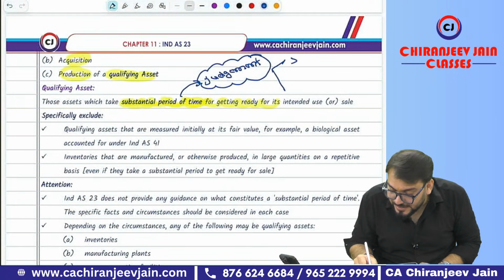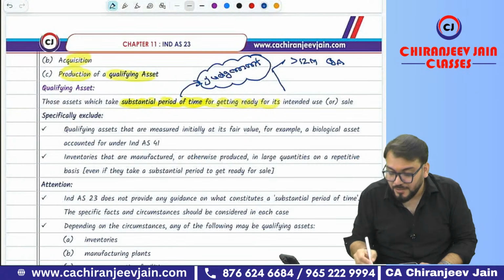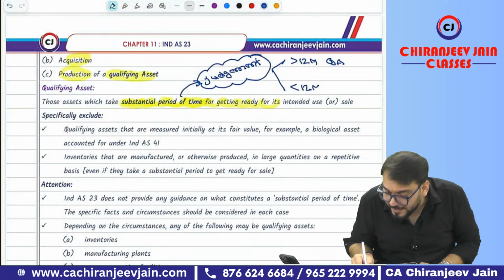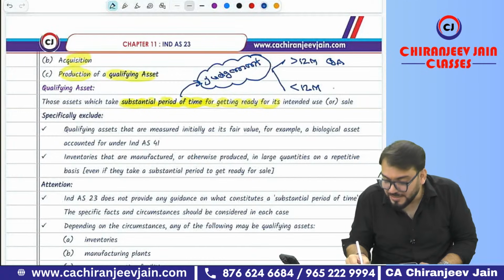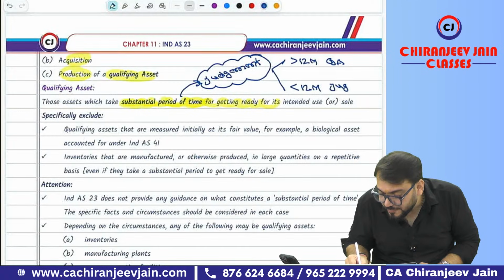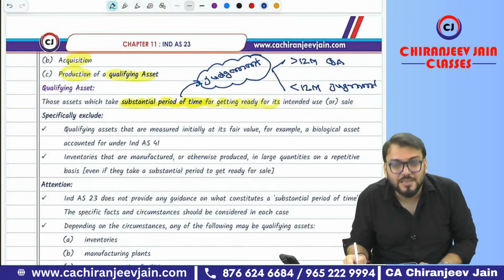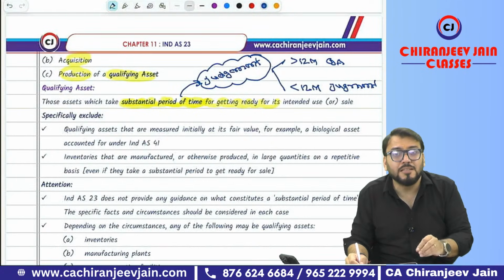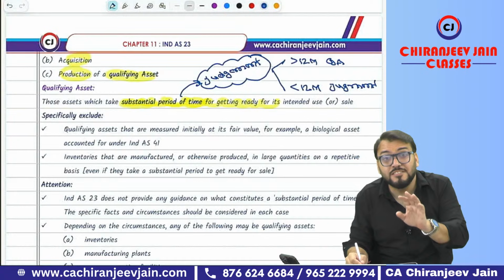So AS 16 said if it is more than 12 months, it will always be a qualifying asset. But if it is less than 12 months, it may or may not be a qualifying asset. It depends upon judgment. So if the time taken is less than 12 months and you are saying it is not a qualifying asset, this is 100% wrong.